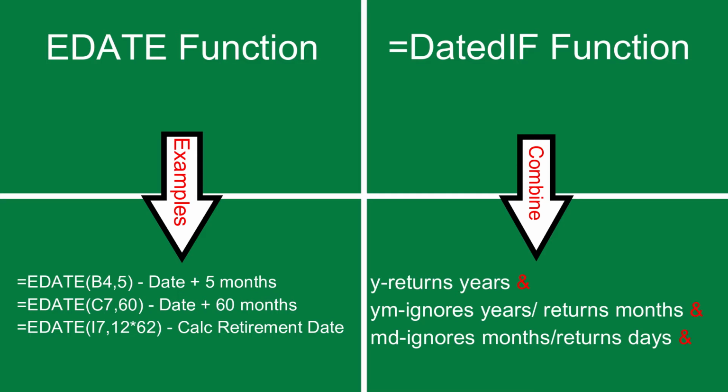As you may recall, the Y function returns the number of years. We will be introducing the YM and the MD feature. The YM ignores the years but returns the number of months. The MD ignores months and will return the number of days. We will combine these formulas to return the number of years, months, and days for our countdown retirement.